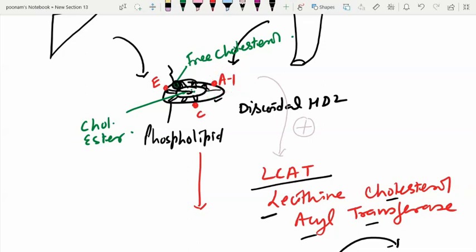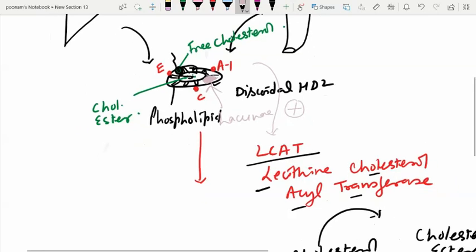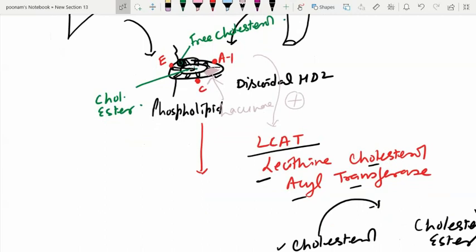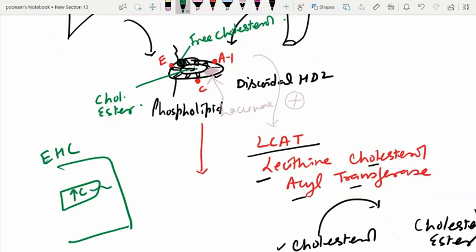Now this creates a space in the shell of the HDL particle which is called lacuna. So this lacuna is produced when LCAT is acting on the HDL particle. This lacuna is the ideal place for extrahepatic cholesterol. The extrahepatic cell has excess cholesterol in the pool, and this excess free cholesterol is moved to the lacuna. You should know there are transporters at the extrahepatic cell which transport the free cholesterol from the extrahepatic cell to the lacuna of the HDL particle.